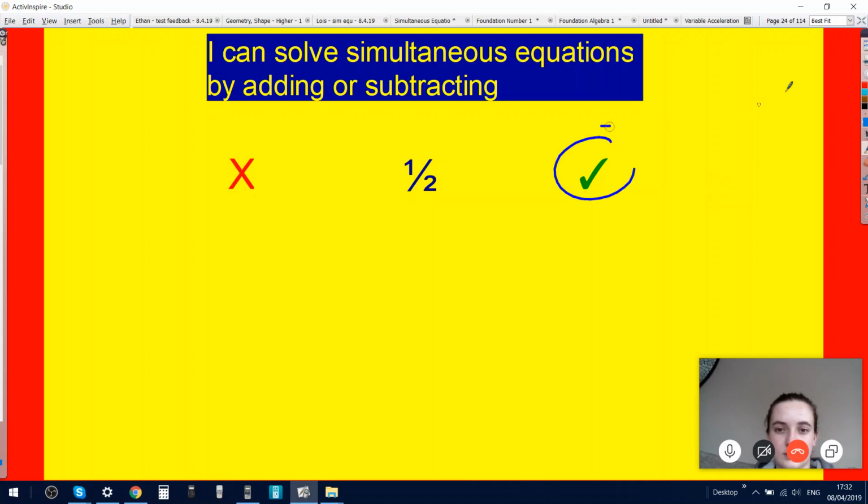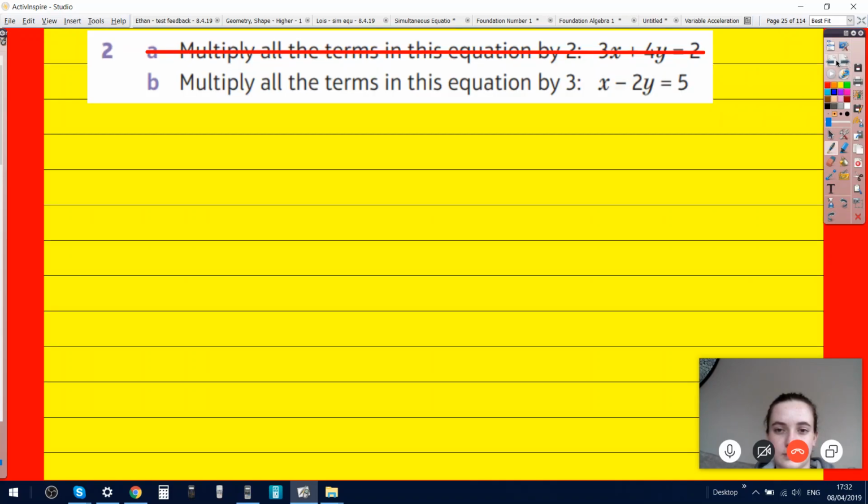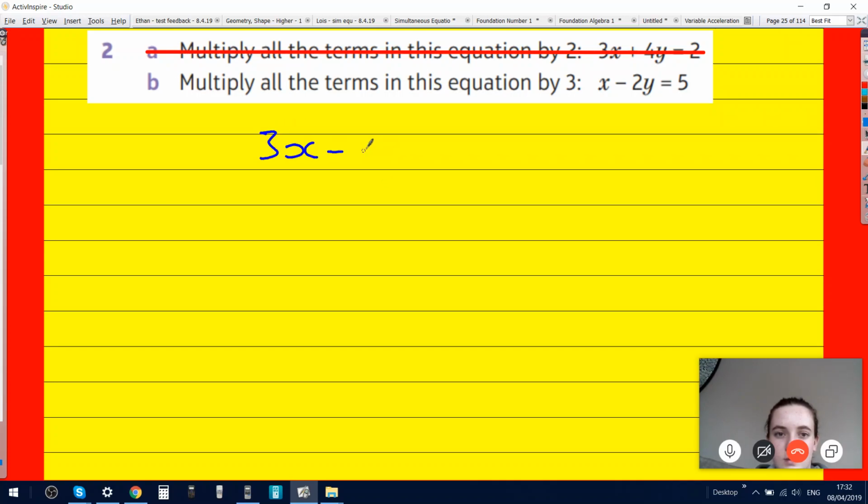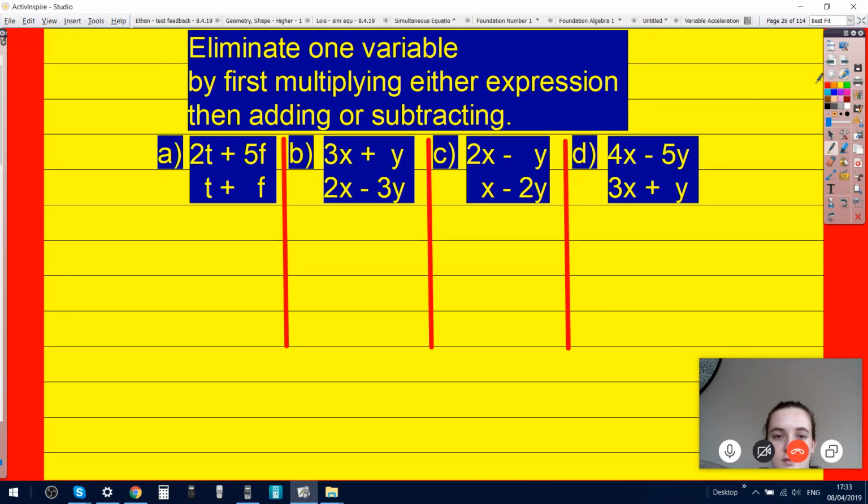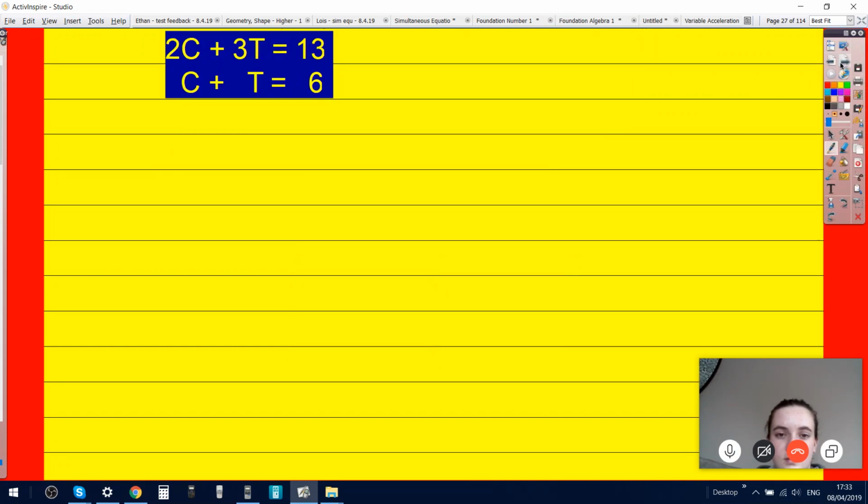T. B? Three x minus 6y equals 30. Not 30. Oh, it's technically 15. That's it. You might not need this workout. Okay, how about this one?